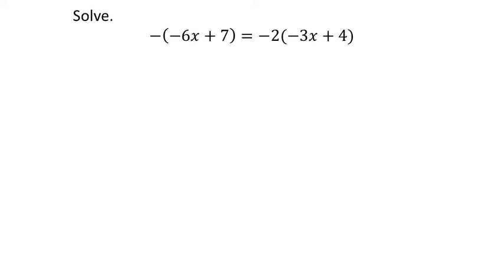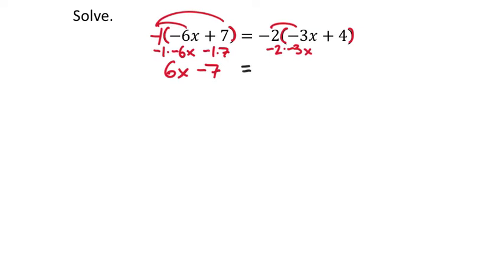Okay, so we got some distribution definitely because I see these parentheses. We got 2 sets of parentheses. Let's do one at a time. Here I'm going to be distributing in -1. So that'd be -1 groups of -6x's, that's positive 6x's. But also I got -1 groups of 7, which would be -7. And this should equal, let's distribute this -2. So that's -2 groups of -3x's, which is positive 6x's. And then we have -2 groups of 4, which is -8.